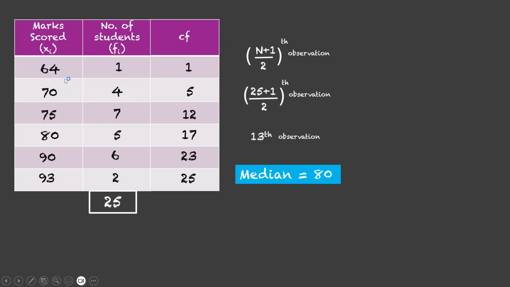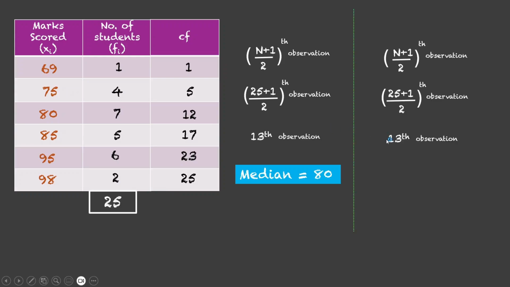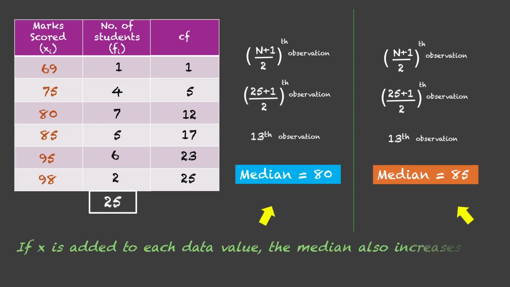Now when we update the marks, this becomes 69, 75, 80, 85, 95, 98. We see that there's no change in frequency, hence there's no change in CF. N is still the same, the formula is still the same. We still need the 13th observation, which is again this class. And now the new median is 85. So if each data value is increased by 5, the median also increases by 5. This is true for median as well. If x is added to each data value, the median also increases by x. And it is true for multiplication, division, subtraction as well.